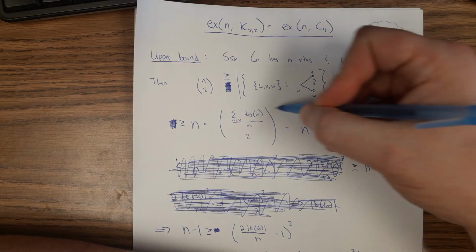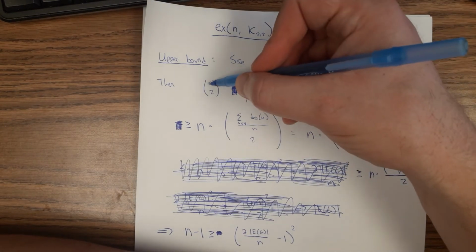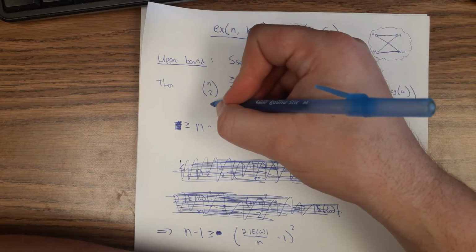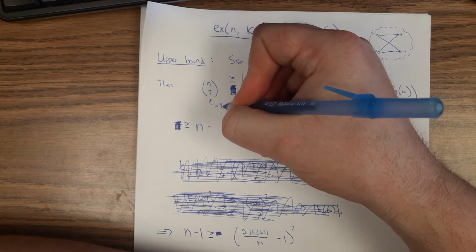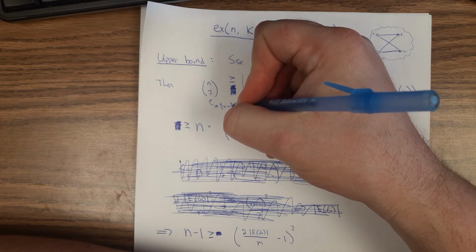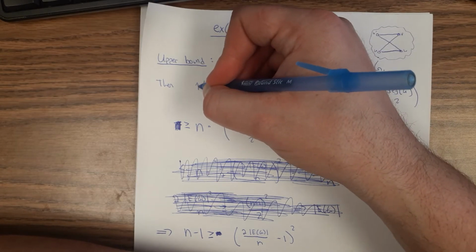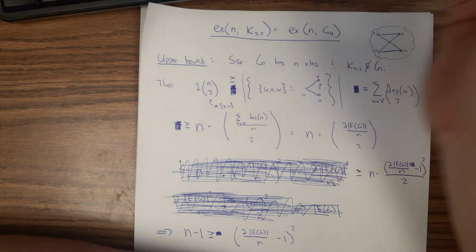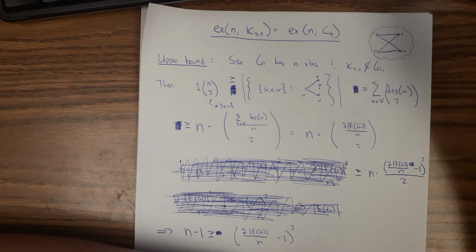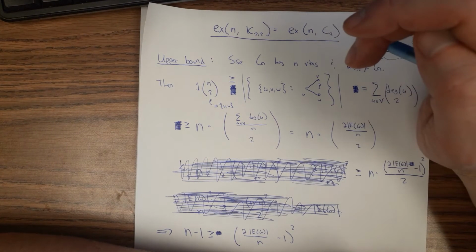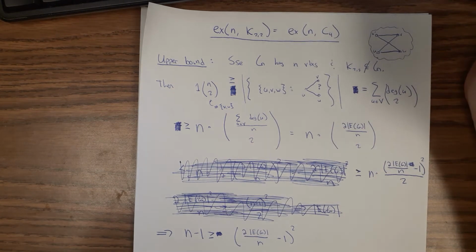So for each pair of vertices v and w, there's at most one u. So one way of counting these triples is to just say, here's the number of pairs I can choose, v and w, and each one of those pairs goes with at most one choice of u, so I'll just put a 1 here. And so this number of triples is less than or equal to that.